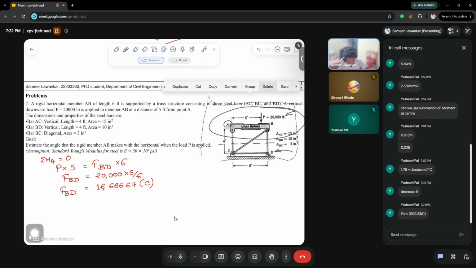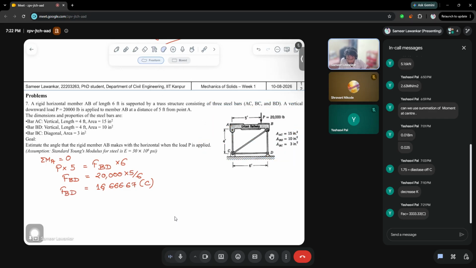Fine. Now similarly for the same system we can calculate the value of FAC, again using the method of sections, after cutting the section by slicing. FAC is nothing but equal to 20,000 minus this 16,666.67. So therefore we get FAC equal to 3,333.33 lbs.